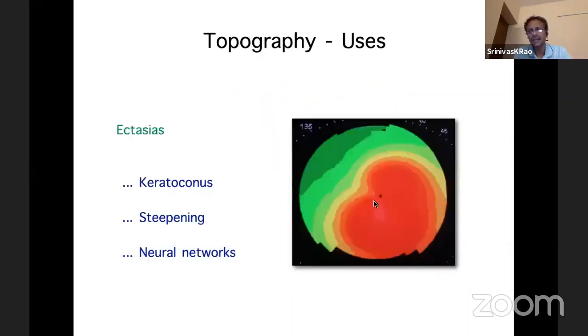So this is obviously keratoconus. This is the inferotemporal area of steepening of the left eye. You can see the red color telling you that the power here is much more. So this is pattern recognition. Most of us, when we look at an image like this, are primed to think of keratoconus.